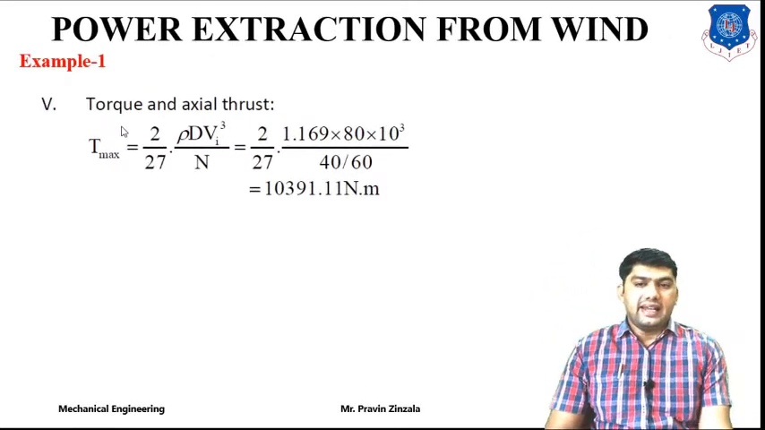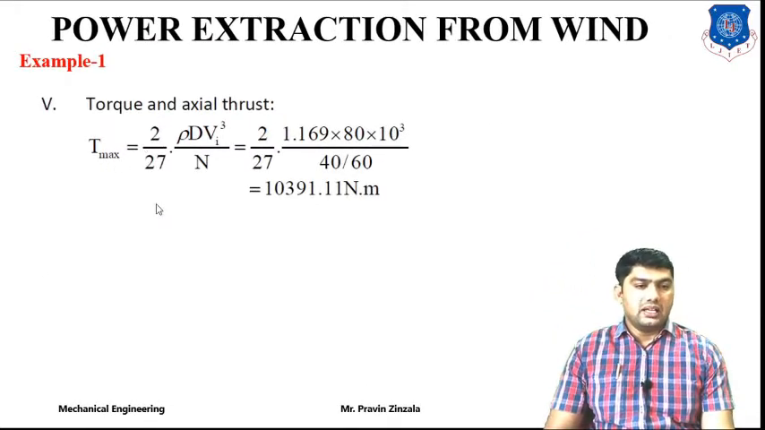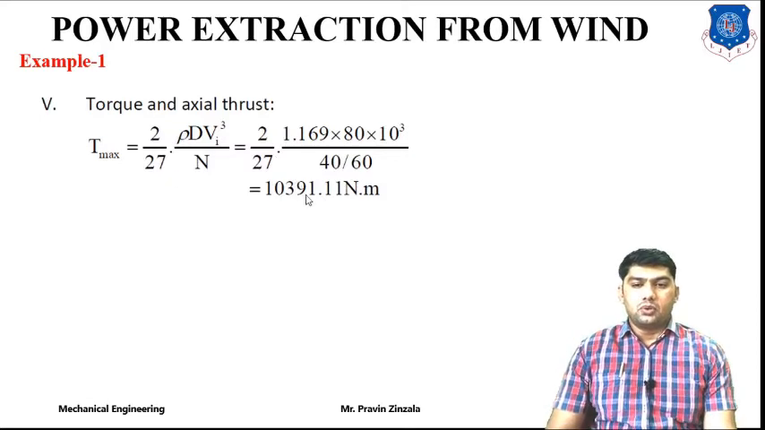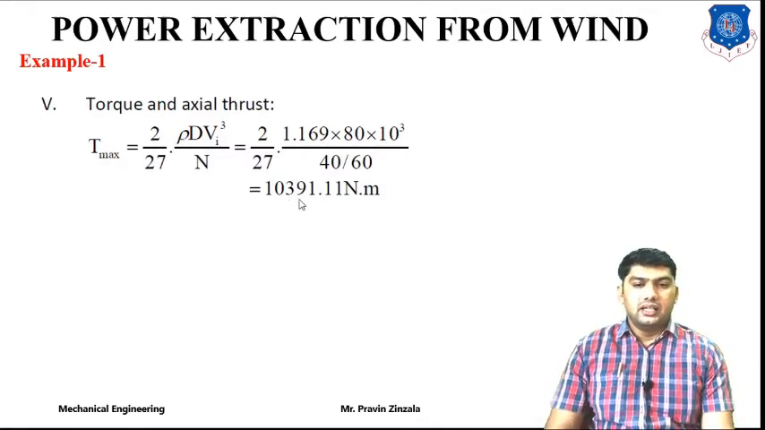Fifth, torque and axial thrust: maximum torque and maximum axial thrust. This is the equation of maximum torque: 2 by 27 rho D V cube by N, where N is the rotation speed, D is the diameter, and V is the velocity of wind or velocity of air. N is given in RPM, so we have to convert it into per second. So the final maximum torque will be 10,391.11 Newton meter.